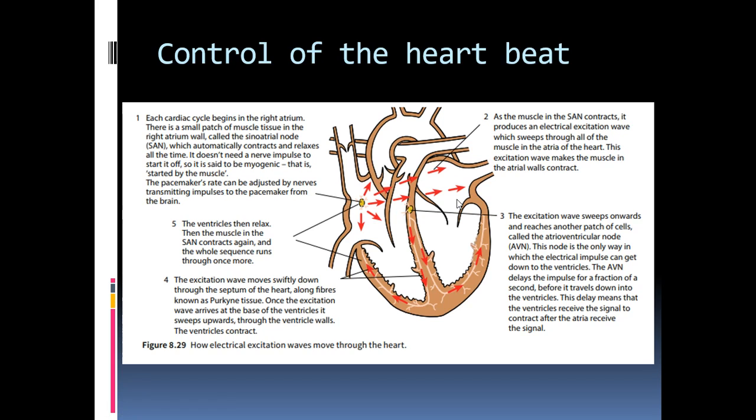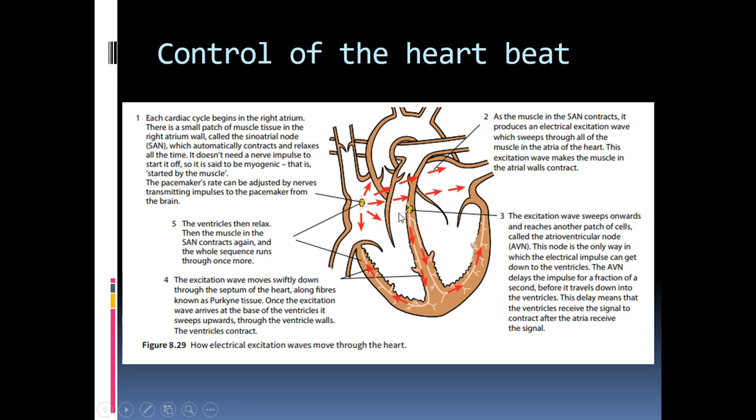Okay, next, the excitation wave will then move to another patch of cells, okay, another patch of specialized cells known as the AVN, or the atrioventricular node. Okay, so the initial impulse that is created by the SAN can only move towards the ventricle through the AVN. There is no other way to do that, right? The only path to move to the ventricle is through the AVN.